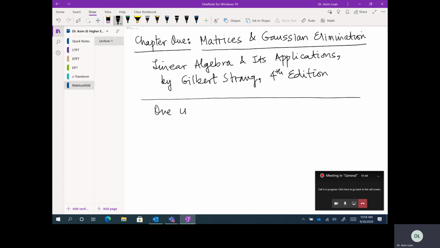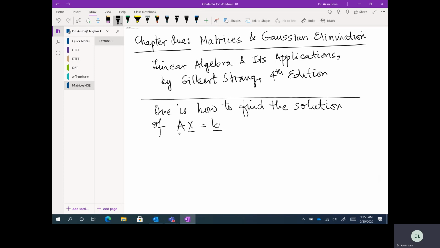One is how to find the solution of AX equals B, where the notation that we are going to use is all capital letters are matrices. So this is a matrix. It's an M by N matrix. M represents the number of rows and N represents the number of columns.